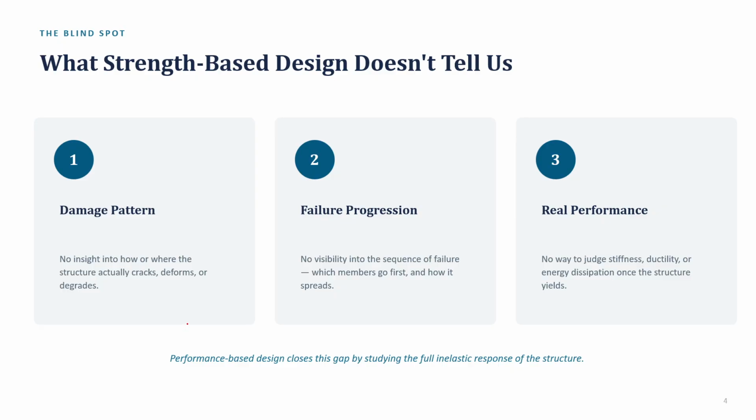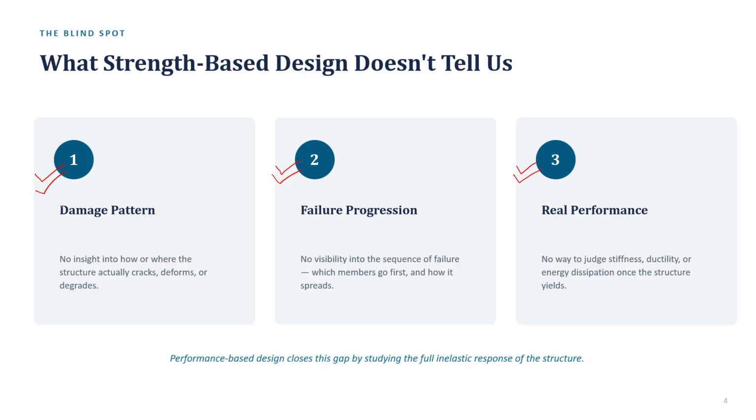So there is a gap. What is the gap? Strength based design tells us whether the structure resists the design force or not, but it doesn't tell us about the damage pattern. It does not tell about failure progression. It does not tell about the real performance of the structure. As we know that our structure is going to yield and go into the inelastic phase, then how is it performing in that inelastic phase? That is what the strength based approach does not tell us.